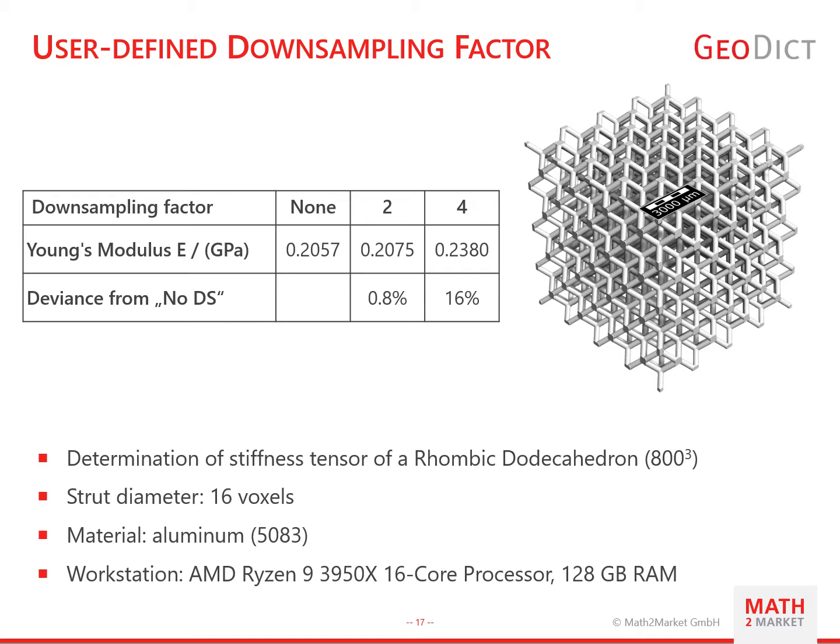This structure is, by the way, one of the new STRUT-based lattices in GRIDGEO. The structure had a size of 800 cubed, the struts a diameter of 16 voxels, and as a material aluminum was chosen. The simulation ran on my workstation at the office. You can see that the results with downsampling factor 2 are almost identical to the results without downsampling. A downsampling factor of 4 leads to a deviation of 16%.